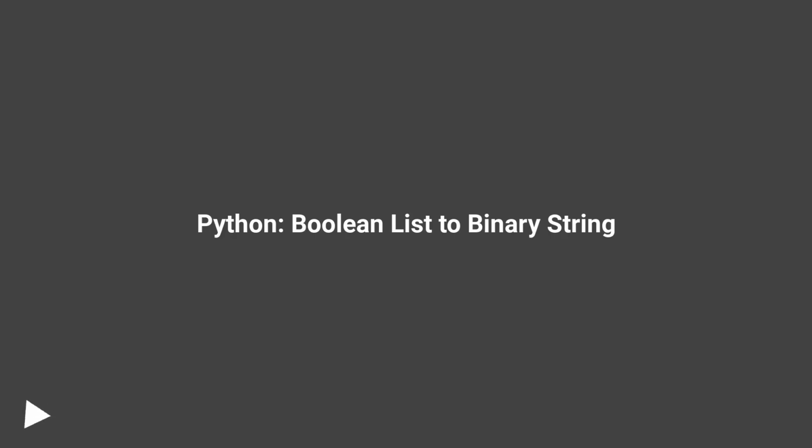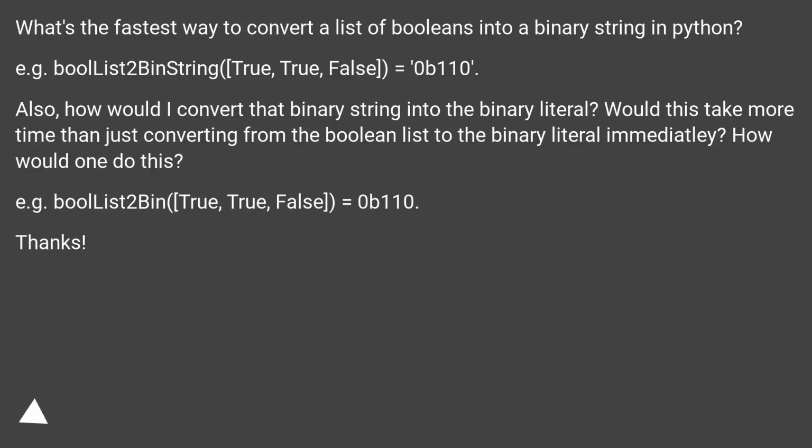Python, Boolean list to binary string. What's the fastest way to convert a list of booleans into a binary string in Python?